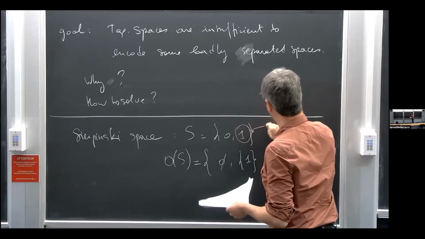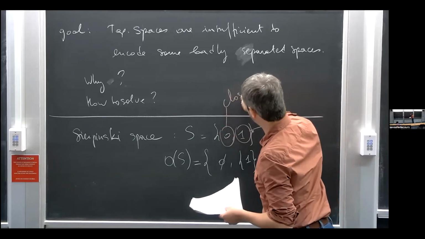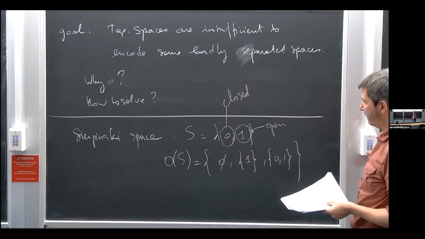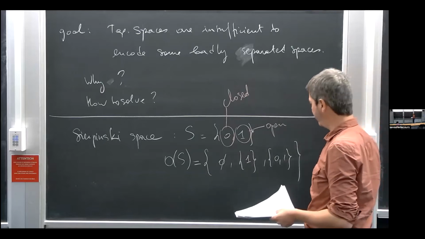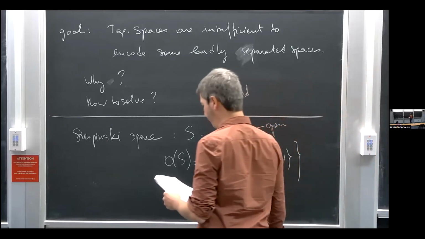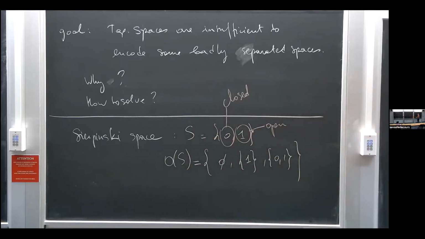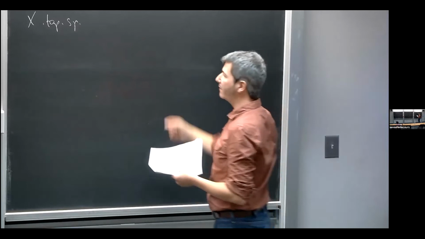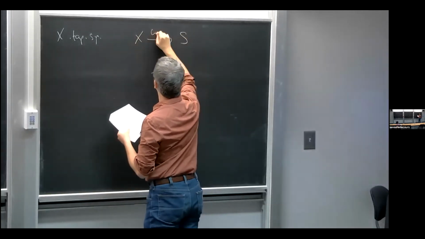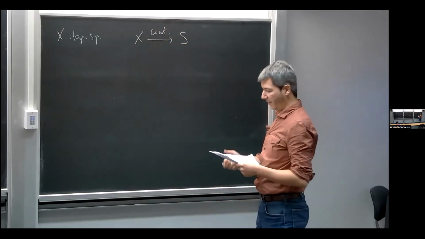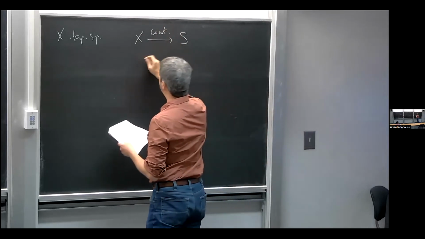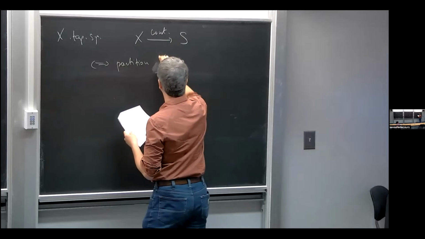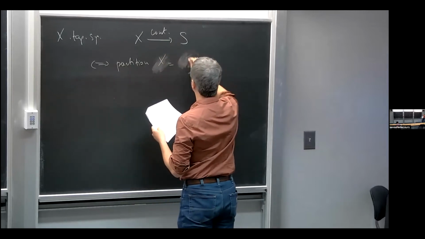So the point 1 is open, and 0, as the complement of an open, is closed. So this is not the discrete topology, and this is not the coarse topology. So what is this space, and why is it so important? If X is another topological space, what is a continuous map from X to the Sierpinski space? It's a partition of X in 2, which are the preimage of 0 and 1.